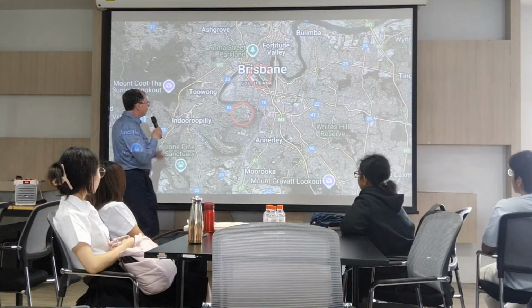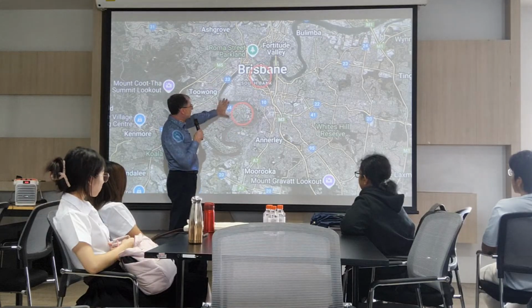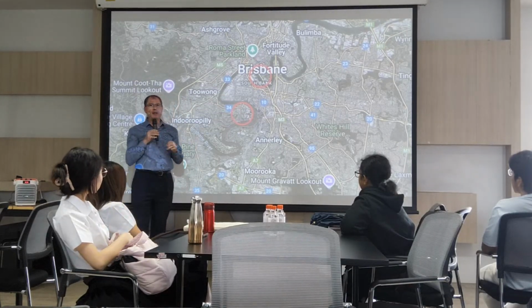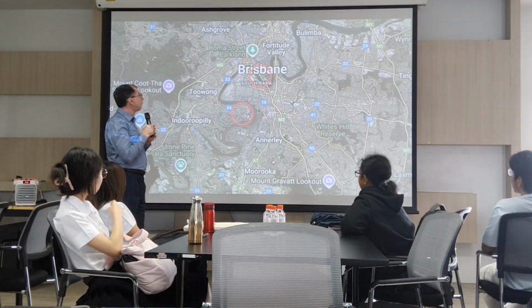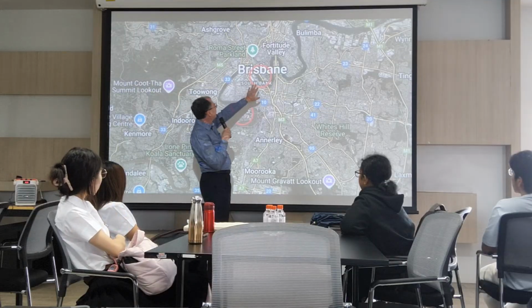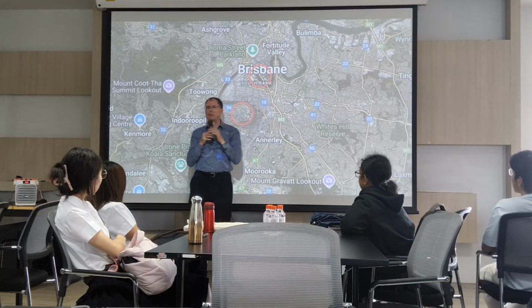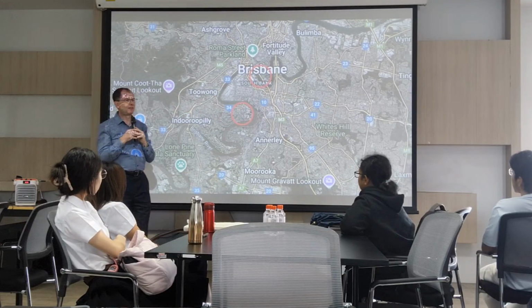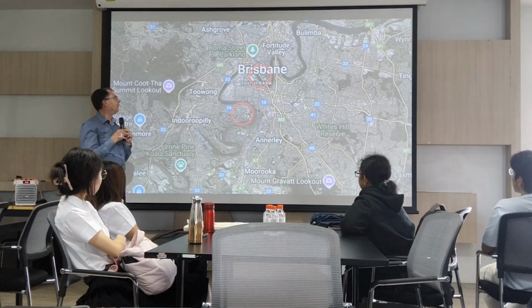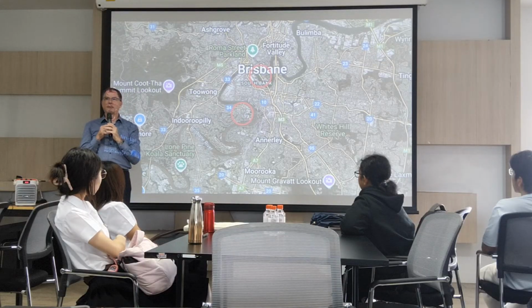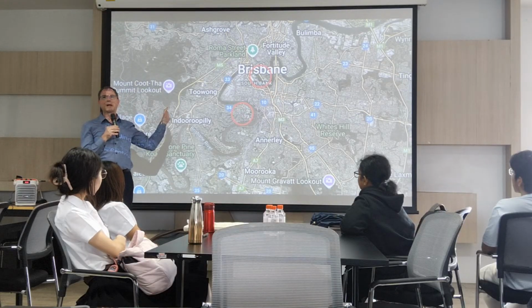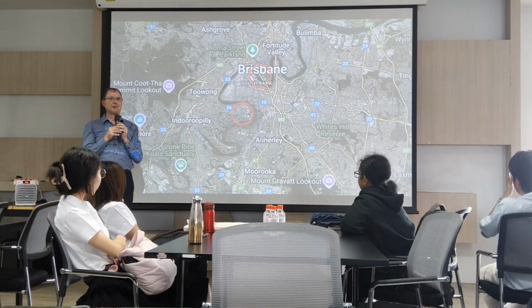So I showed you a photo of campus. So this is where our campus is located on the bend in the Brisbane River. The circle up here, that's the Brisbane Central Business District. There's tens of thousands of student accommodation apartments in that area as well.